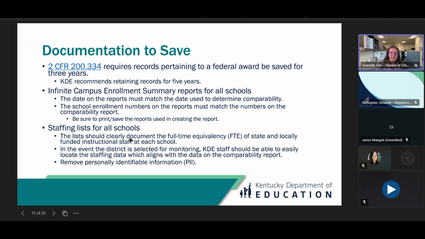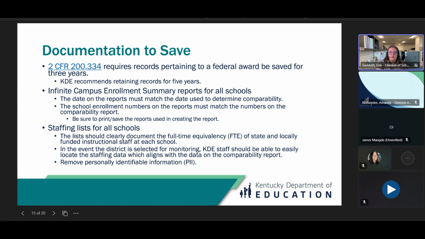You're also going to need to provide staffing lists for the schools so that we can verify those FTE numbers that you reported. These lists need to clearly document the FTE of state and locally funded instructional staff at each school. Now, if you are selected for monitoring and you have to provide us with this, we want to make sure that KDE staff are able to easily locate the staffing data, which aligns with the data on the comparability report. And I'll have more on that in just a minute. It's also very important that you remove any personally identifiable information.